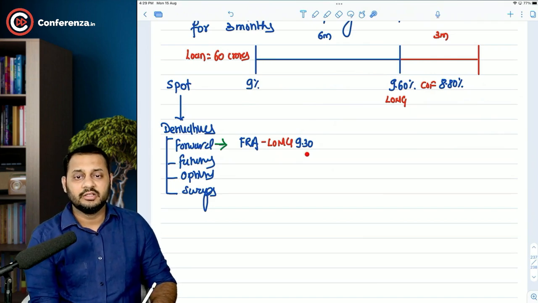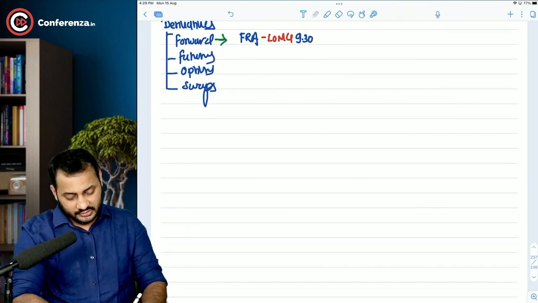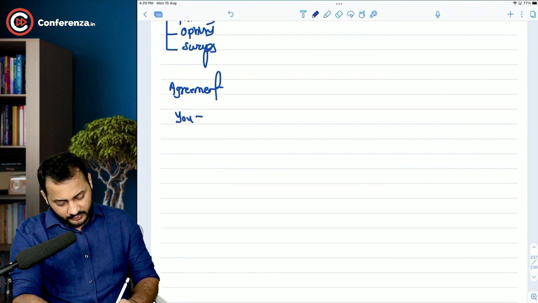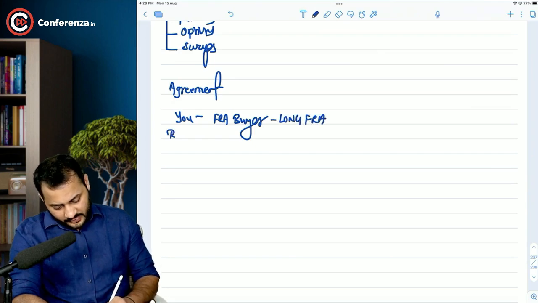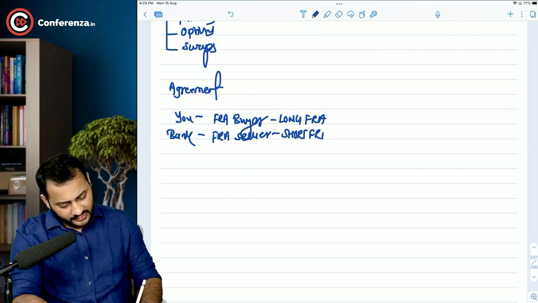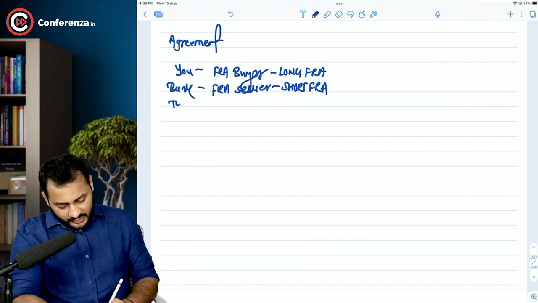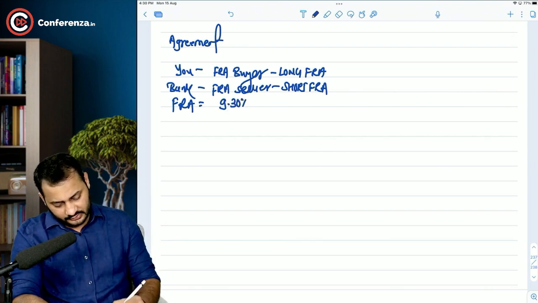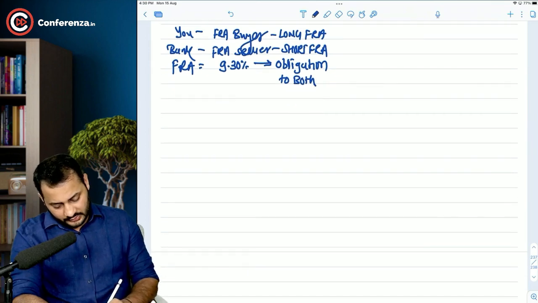There are few terms in this forward rate agreement which I think we should write first before moving ahead. This is an agreement, okay? You will be called as FRA buyer, or you are long on FRA. Bank on the other side will be called as FRA seller. The bank is short on FRA, okay? First, the FRA rate. FRA is fixed at 9.30%, which is an obligation, right? But the obligation as well to both.